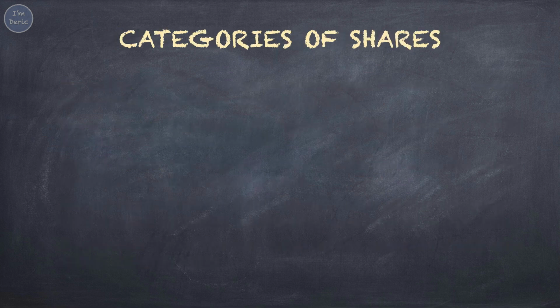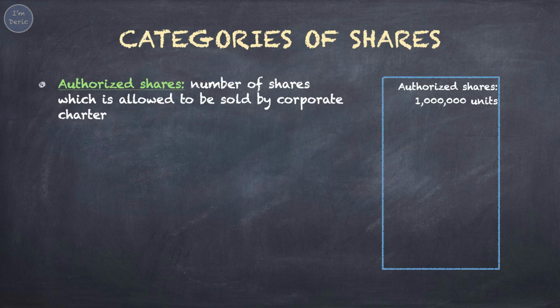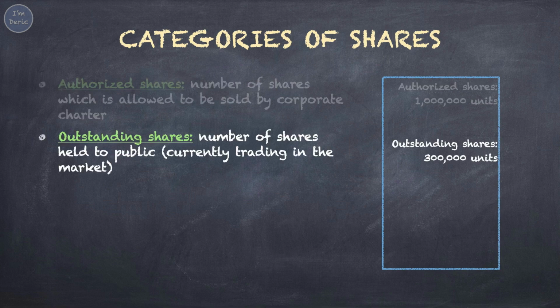There are 4 different categories of shares in the company's account. Authorized shares, the number of shares which is allowed to be sold by corporate charter. For example, if the number of authorized shares is 1 million units, the company is not allowed to sell more than 1 million shares. Outstanding shares, the number of shares held by the public. For example, there are only 300,000 units of shares currently trading in the market.